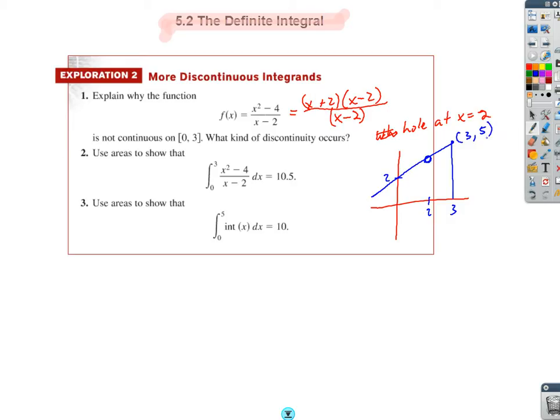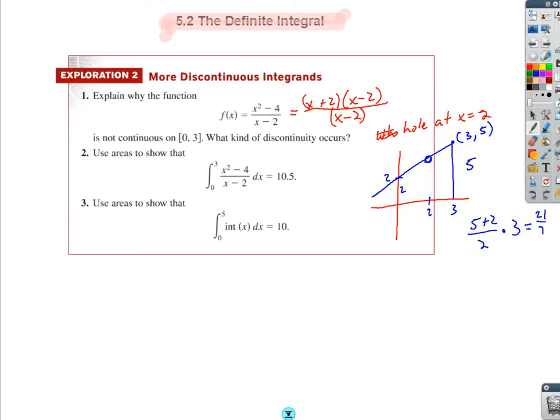Now I take a look and I see it's a trapezoid. So that's a base of 5, that base is 2, and my height is 3. So it's 5 plus 2, divided by 2, times 3. 5 plus 2 is 7, times 3 is 21, over 2, which is equal to 10.5, which is what I wanted to show. Great.